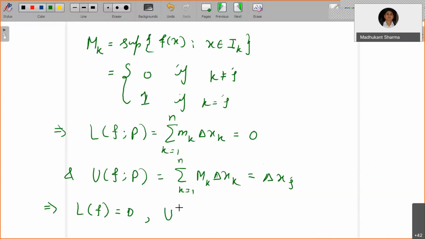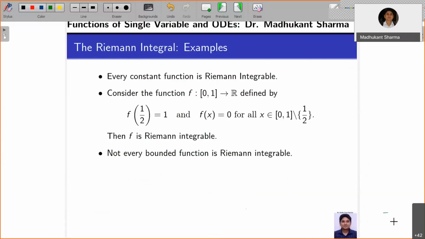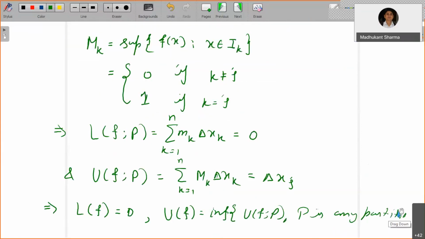What about capital U(f)? That is the infimum of U(f,P), where P is any partition of I. Note that this delta xj is nothing but the length of the jth subinterval. These are always non-negative, so this is always greater than or equal to 0 for all j. If you fix j, it is still always greater than or equal to 0.